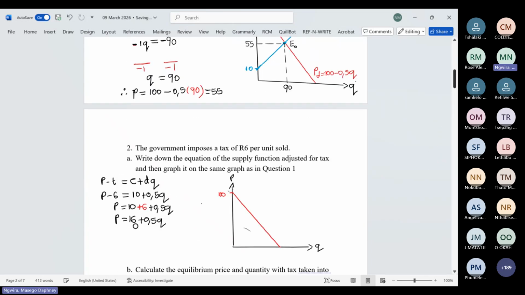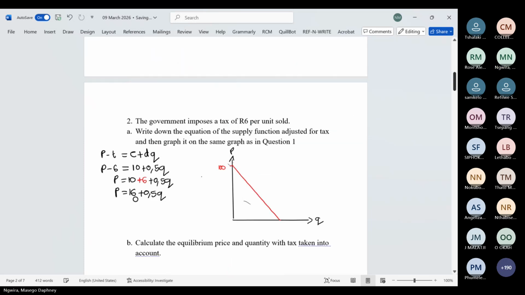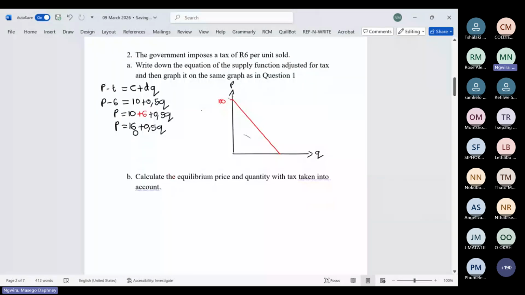I want to confirm the color that I used. Okay, it's blue. Demand is red. So this one starts at 10. I'm just going to put 10 here. And then I take it up because for the supply function, the slope is positive.